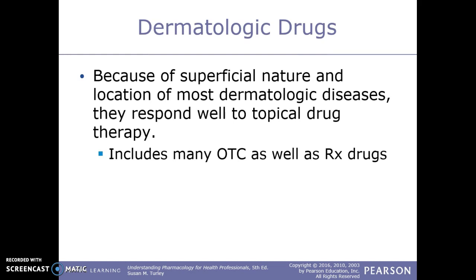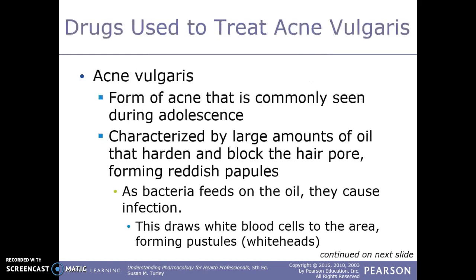Sometimes a dermatologic condition becomes widespread, and then we might have to use some sort of oral medication that acts systemically, which means throughout your whole body. But for the most part, the drugs that you're going to learn about in this chapter are going to be topical. So some of the conditions we're going to be looking at, the very first one is acne, and it's acne vulgaris.